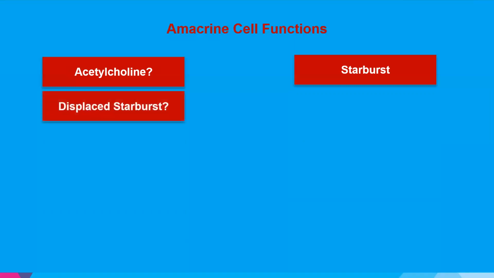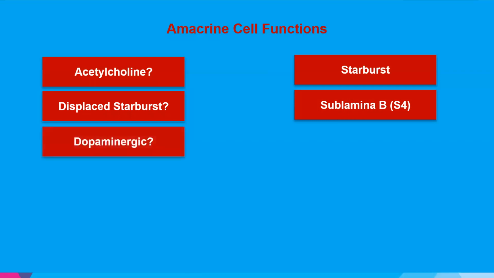The displaced starburst, which one is it, A or B? Remember where they are. If you're displaced, it means you're in the ganglion cell layer. That's why it's called displaced, because its nucleus is in the ganglion cell layer, and it's either A or B. A is closer to the inner nuclear layer, so it's B, sublamina B. Its processes are in S4, but its actual nucleus happens to be in the ganglion cell layer.